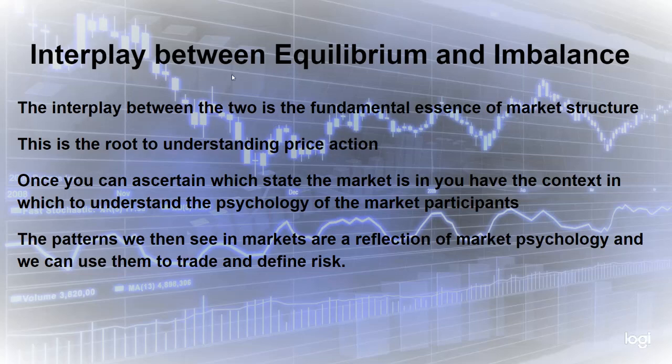So the interplay between equilibrium and imbalance is the fundamental essence of market structure. There is a route to understanding price action. So what this means is when we look at a market that's in equilibrium and a market that is in imbalance, obviously there's a fundamental difference to the underlying structure. In imbalance there are more buyers or more sellers, and the market's trending. And then in the state of equilibrium, there are not more buyers and not more sellers, and the price tends to just range around a level and not really go anywhere.